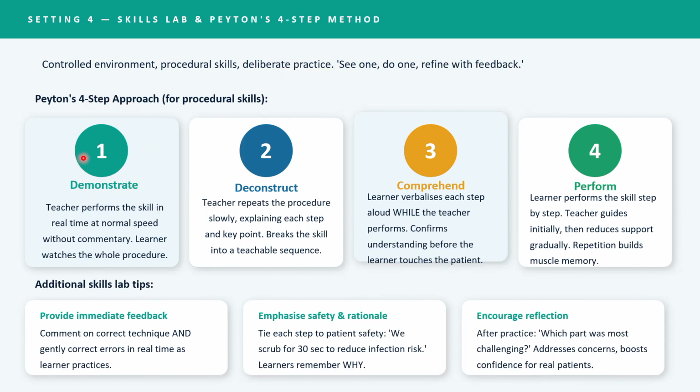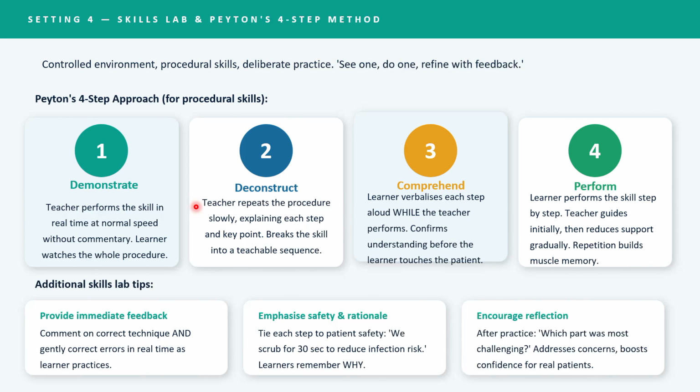You start with demonstrate, deconstruct, comprehend, and perform. Let us explain them in detail. You demonstrate as a trainer: you perform the skill in real time at normal speed without commentary, and the learner should watch you while doing this procedure. In deconstruct, you repeat the procedure slowly now, explaining each step and key point, and break the skill into a teachable sequence.